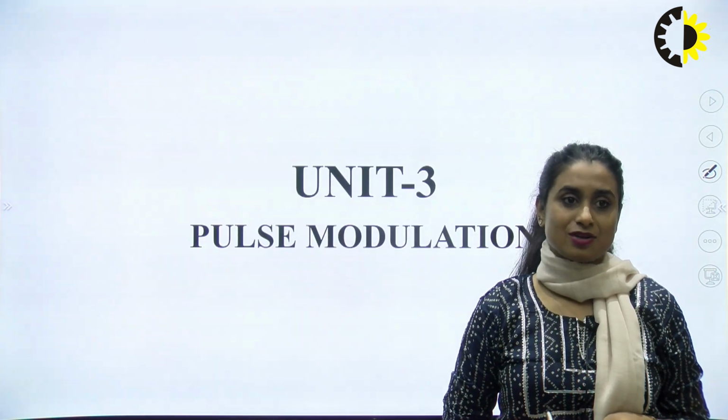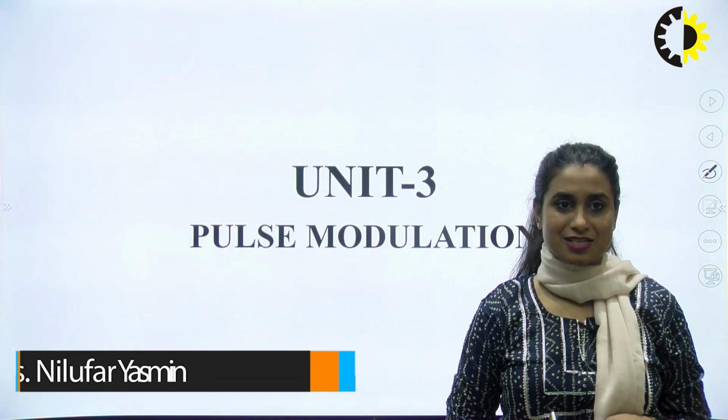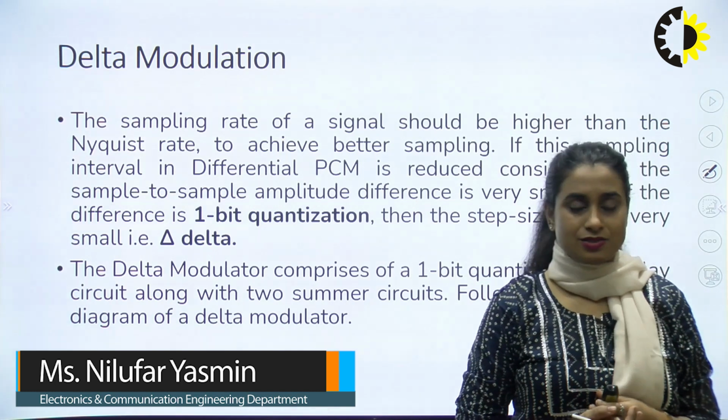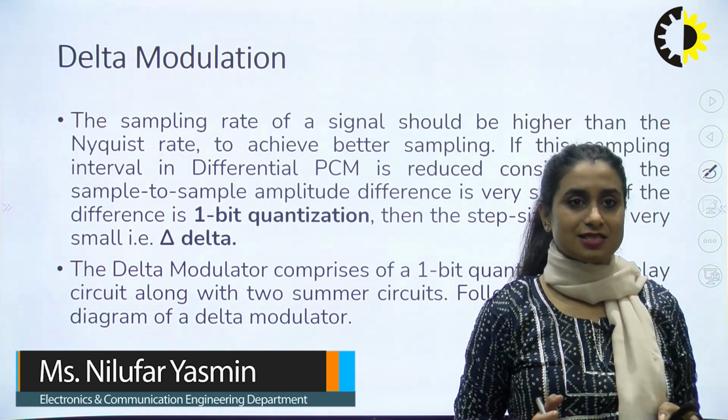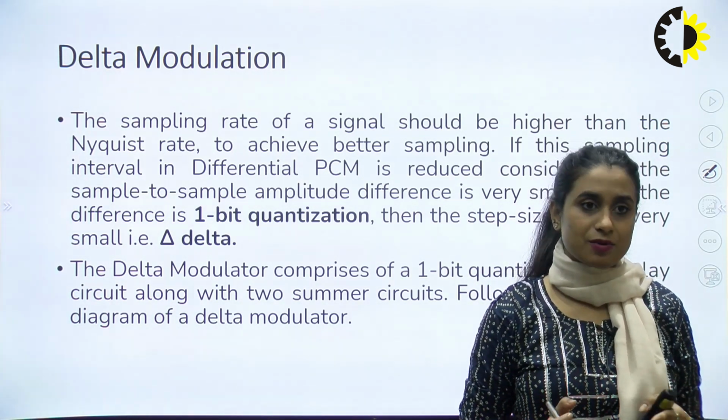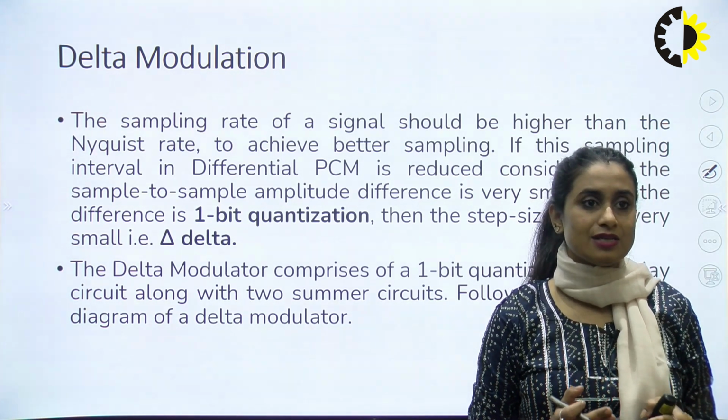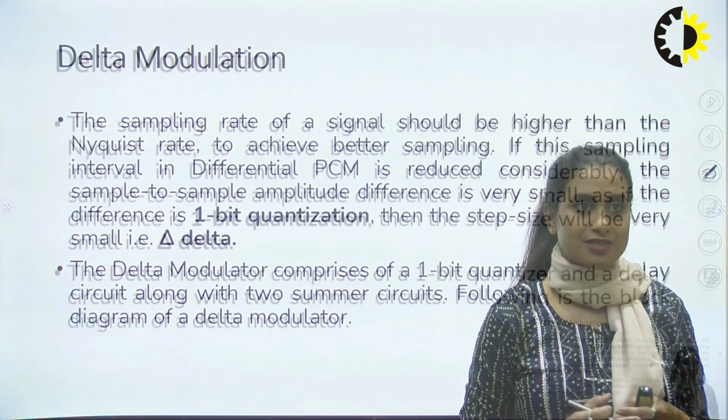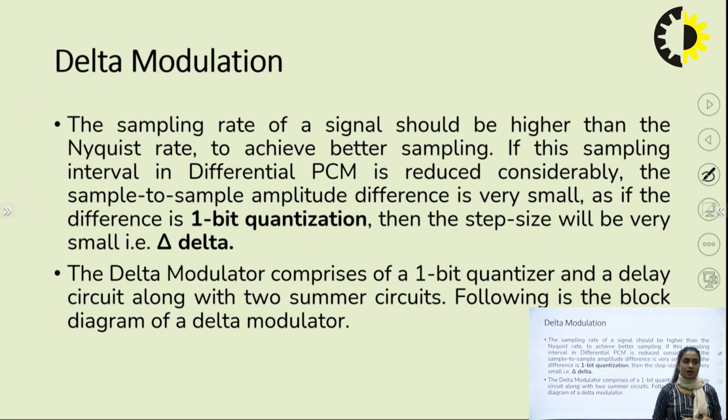Today we are going to talk about delta modulation. Delta modulation is a technique that will approximate my analog signal into a staircase representation, right? In the previous lecture we covered pulse code modulation and advanced versions of pulse code modulation, like differential pulse code modulation and adaptive differential pulse code modulation. So, what is delta modulation?